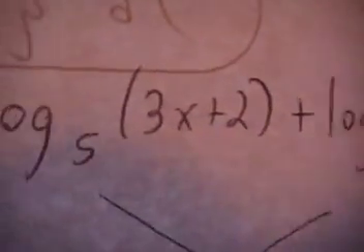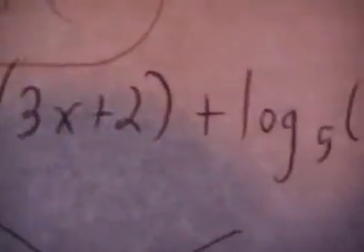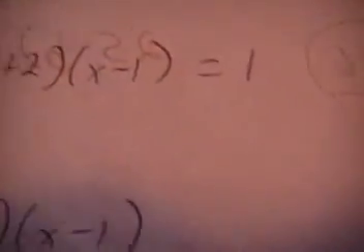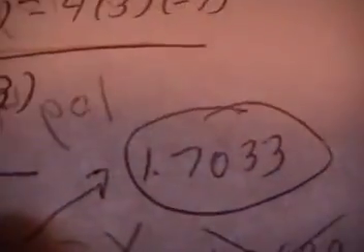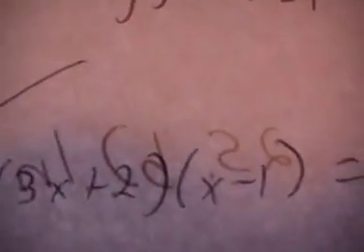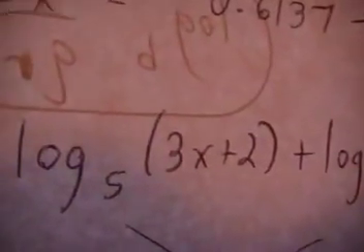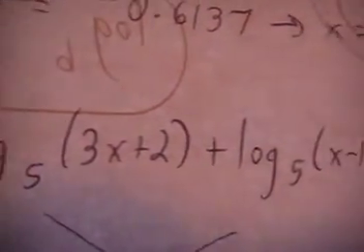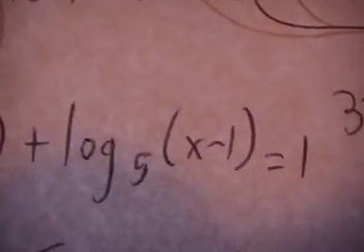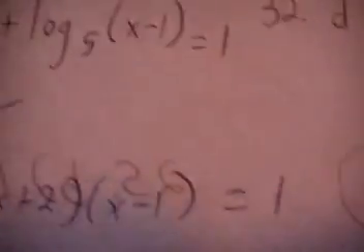Notice I crossed that out because these x's are from the domain. The x's are in the domain of these logs. And remember, domains can't be negative. So if you plug the first answer 1.7 into these 2 domains, 1.7 times 3 plus 2 is definitely positive. 1.7 minus 1 is positive. So that answer is okay.